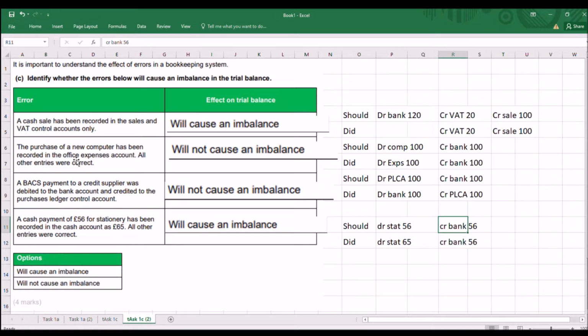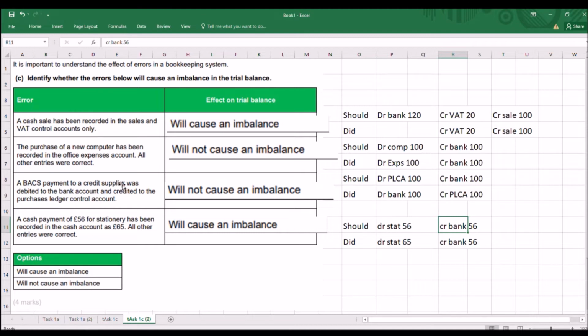Purchase of a new computer is recorded in the office expense account. All other entries were correct. So that one was, instead of debit the computer, it was actually debit the expense, but it's still 100, and credit the bank 100. So that one will not cause an imbalance. It's an error of principle. Instead of being recorded as an asset, it's recorded as an expense, which affects capital and your shareholder capital. So it's a reduction in the shareholder capital that's available for them, rather than an asset. So that's an example of an error of principle.